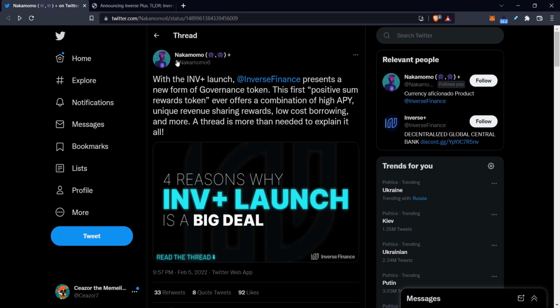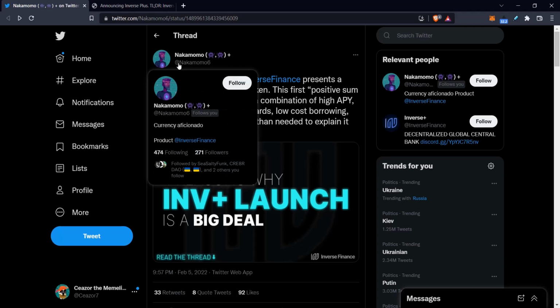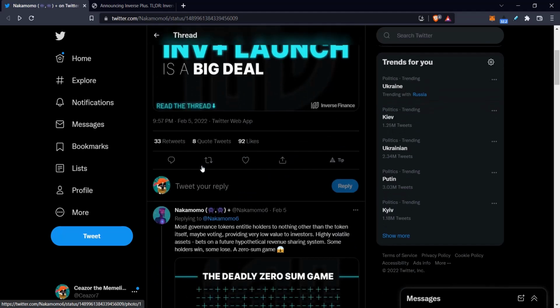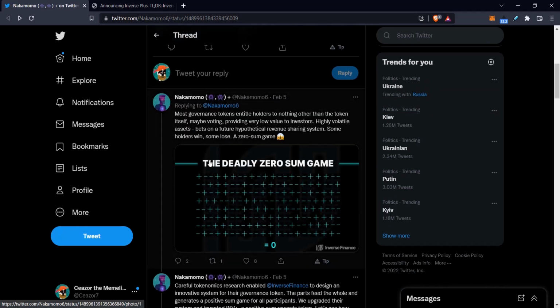Today I came across this post by Nakamomo, and he's one of the people at Inverse Finance, right? It basically explains their 4 reasons why Inverse ++ is a big deal. Now you can read through this Twitter thread here and get an understanding, but I'm going to use a flowchart to explain it because I think it's pretty interesting.